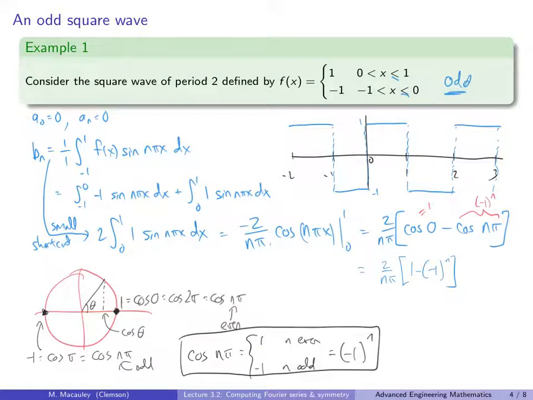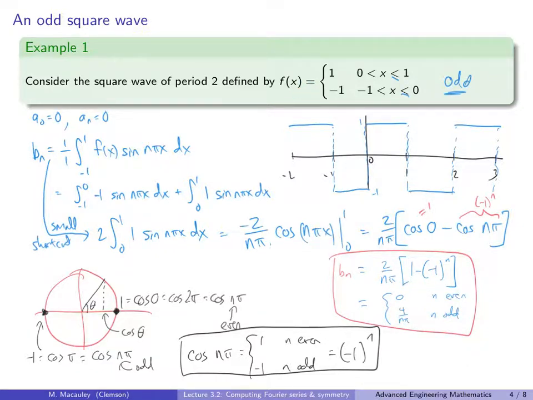And I will say that sometimes it helps to see this for what it is. If n is even, then we get 1 minus 1, and we get 0. And if n is odd, then we get 1 minus -1, which is 2. So I'm also going to write this as 0 if n is even, and 4 over n pi if n is odd. So this is what Bn is equal to. Two different ways to write it. This is maybe more intuitive as to what it is, and this way is nicer in a math equation.